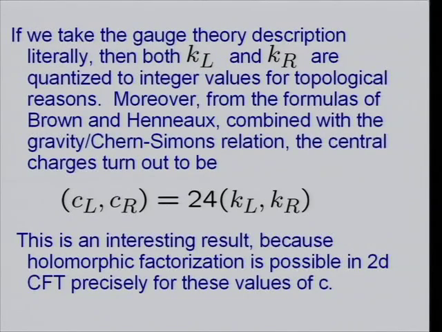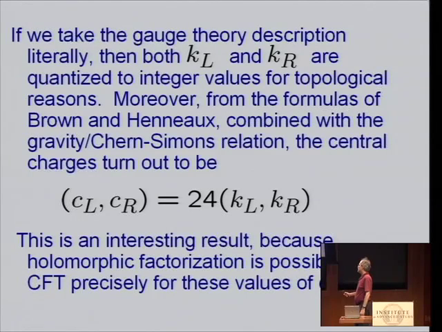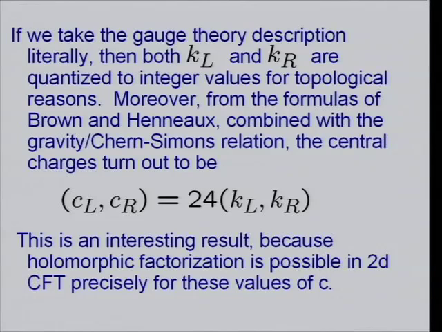Anyway, if we take the gauge theory description literally, then both k left and k right are integers. And from the formulas of Brown and Henneaux and the mapping between gravity and Chern-Simons theory, we can calculate the central charges, and they are multiples of 24 times integers. That's an interesting result because holomorphic factorization is possible in two-dimensional conformal field theory precisely at these values of c. Holomorphic factorization is a drastic simplification.